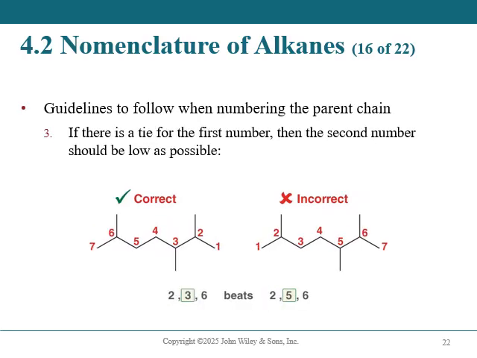If there is a tie for the first number, then the second number should be as low as possible. The lesson here is that this is very systematic, so you have to be careful to always do the exercise of numbering everything, considering the different combinations, and then you assign numbers to the different substituents, and you assign the name of the parent chain. This isn't something you can just do without thinking. You have to think about it on a case-by-case basis. That's very important.